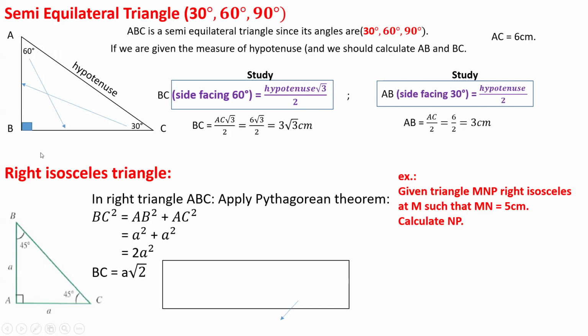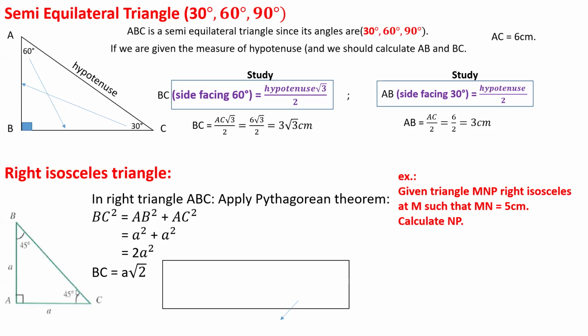The next right triangle, which is special, we call the right isosceles triangle. What does a right isosceles triangle have? It is right since it has one right angle, and it's isosceles because it has two equal sides and two equal angles. Each base angle in a right isosceles triangle measures 45 degrees.